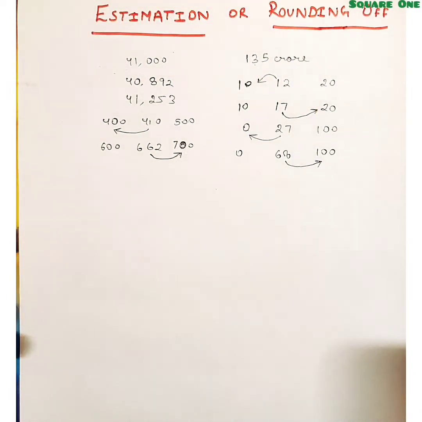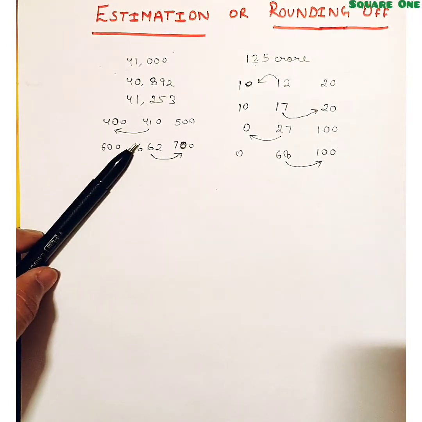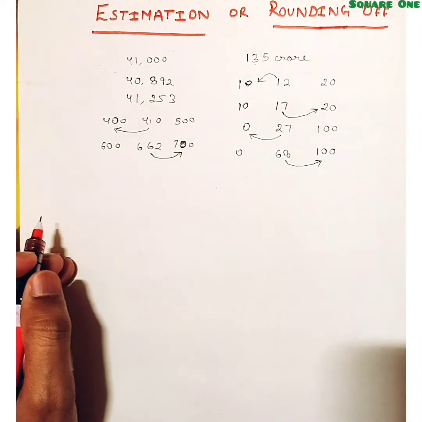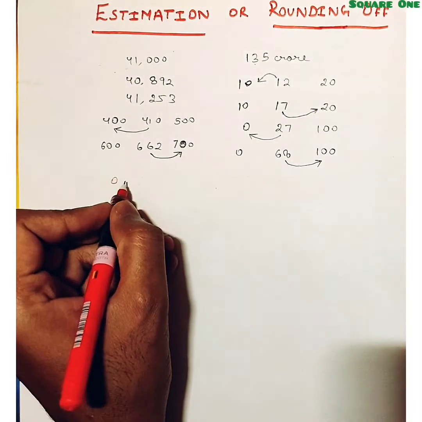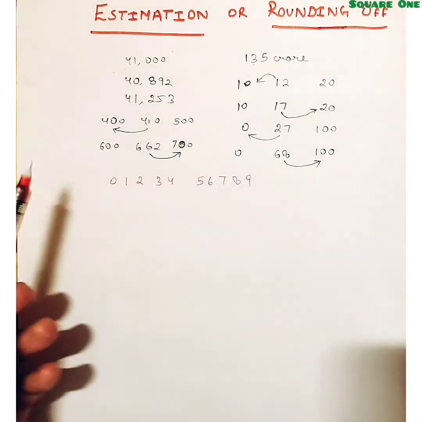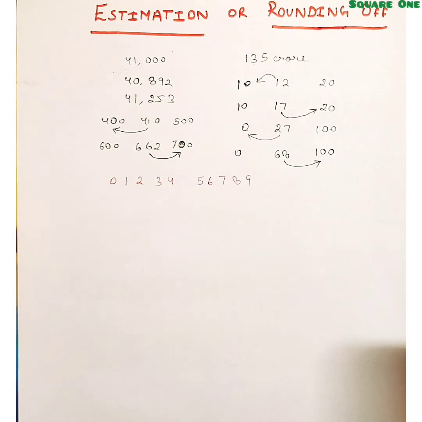bigger numbers. Okay. Now how do you round off numbers? To which number do you have to round off? You are not always given these numbers. You will simply be given 662 and you will be asked to round it off. The only rule of estimation is that you have to see the digits that you have to round off. The only choices available will be 0, 1, 2, 3, 4, 5, 6, 7, 8, 9. These are the only digits and that will be written.